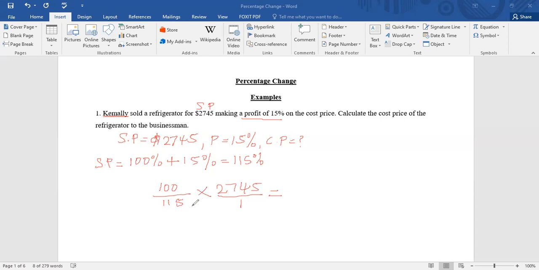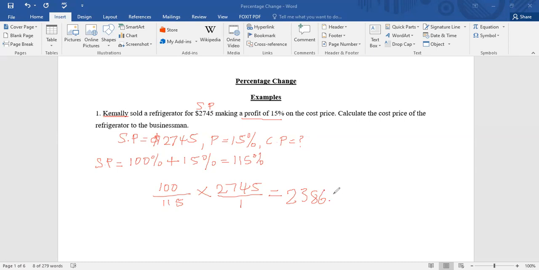So you want to remove 15% from this, put 100 over 115. And now we use our calculator. We can multiply these two numbers first, and then the answer that we have on our calculator, we can divide it by 115. So let me check and see what we'll get. We get 100 times 2,745 divide now by 115. Our answer will be 2,386. Money, we always write it to 2 decimal places.